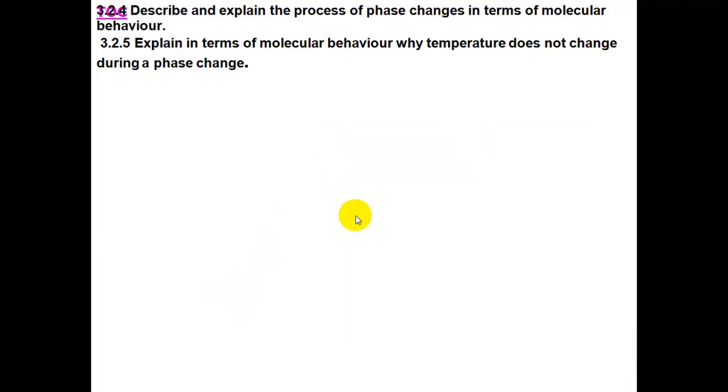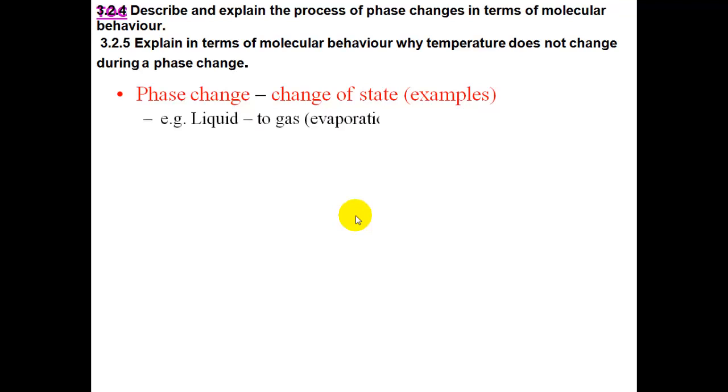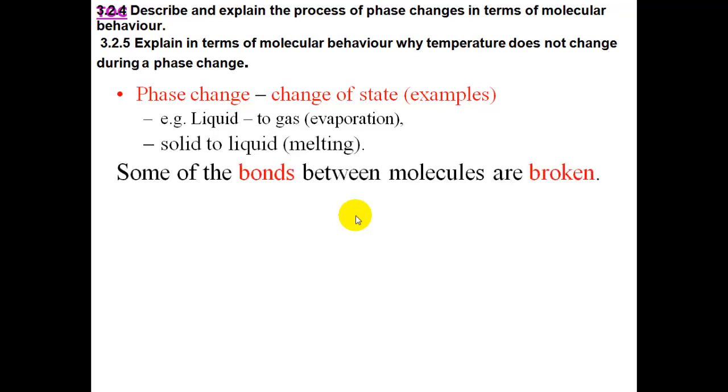We need to describe and explain the process of phase changes in terms of molecular behavior, and also explain, in terms of molecular behavior, why temperature does not change during a phase change. So, a phase change is when there's a change of state. An example: changing ice to water, changing water to steam. Water to steam is evaporation, and solid to liquid is melting. What happens here is some of the bonds are being broken. This is a changing potential energy.